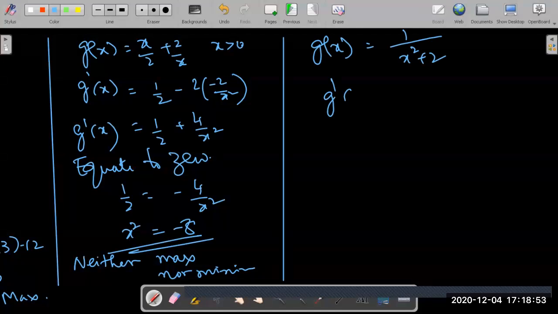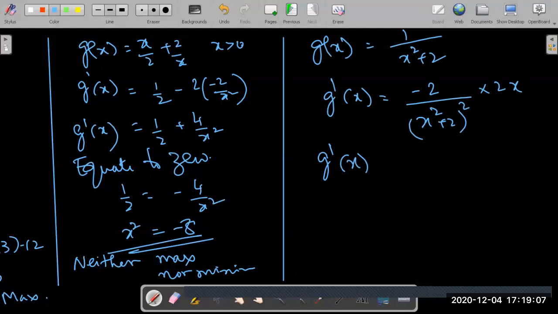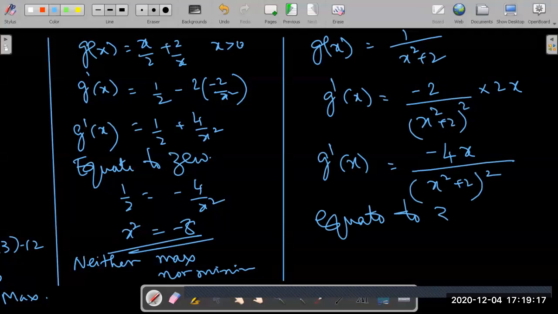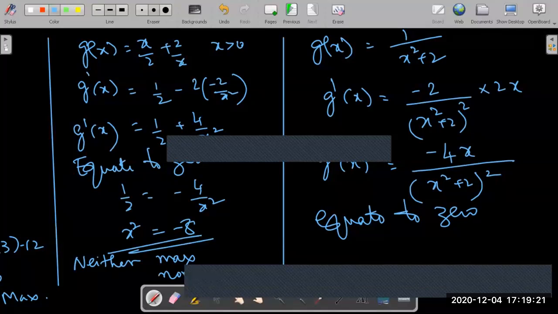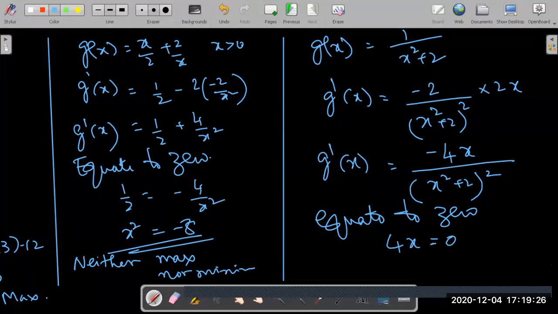So g dash x is minus 2 by (x squared plus 2) whole squared into 2x. You can do the u by v rule also, you will get this. So g dash x equals minus 4x divided by (x squared plus 2) whole squared. So equate to 0. Once we equate to 0, that means x equals 0.